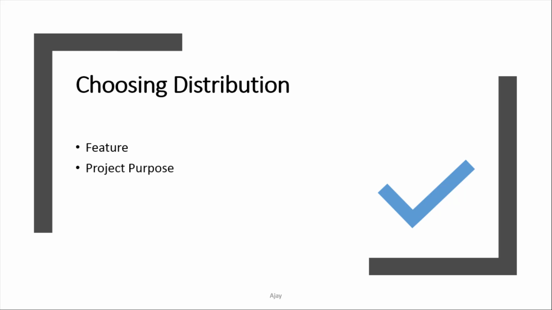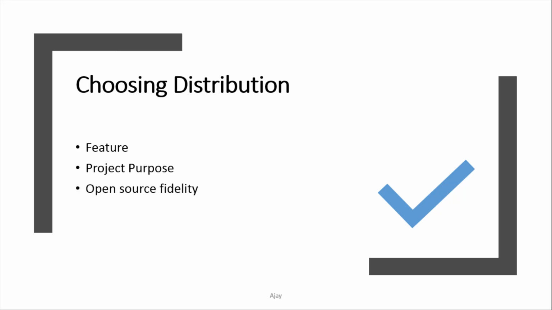Second one is based on your project purpose. If the goal of your project is to do a prototype, then you can go ahead with the latest versions of your selected distribution, since the latest version has all the latest features, but on the other hand, it might not be very stable. But if your project is long-term development, then you can go ahead with an older version which is very stable, but might not have all the latest cool features as the newer version of its distribution.